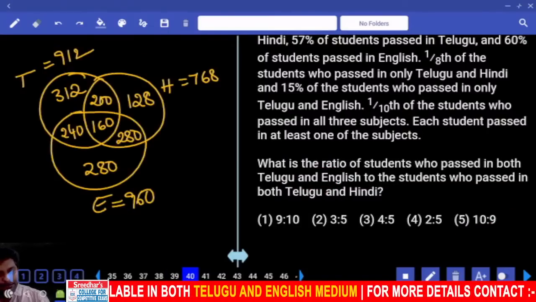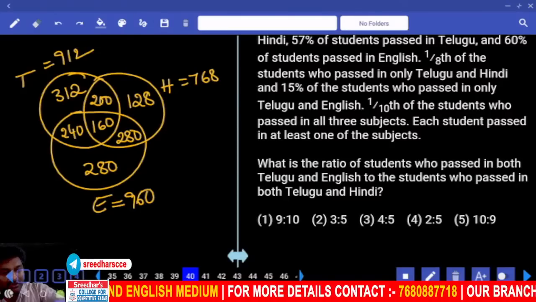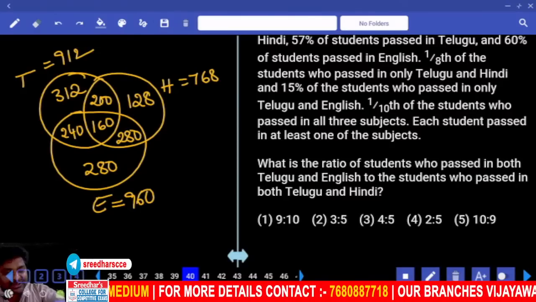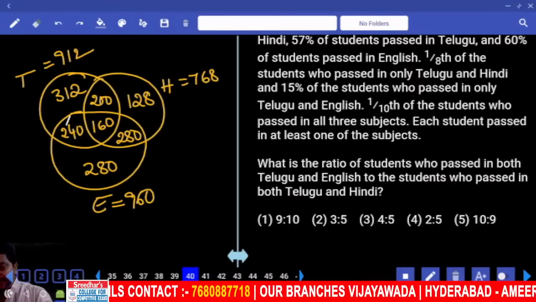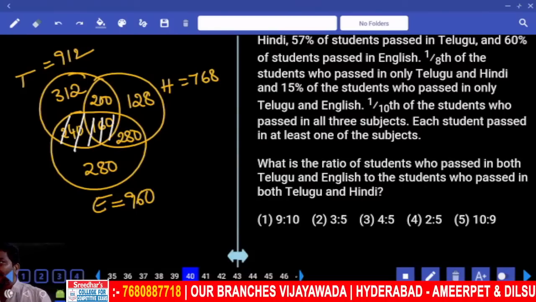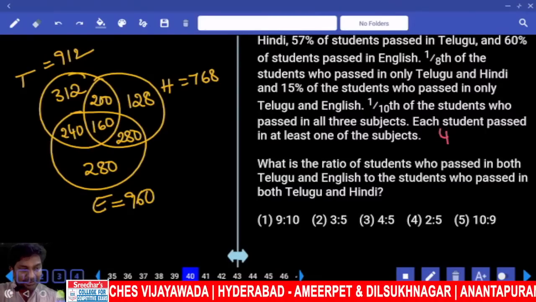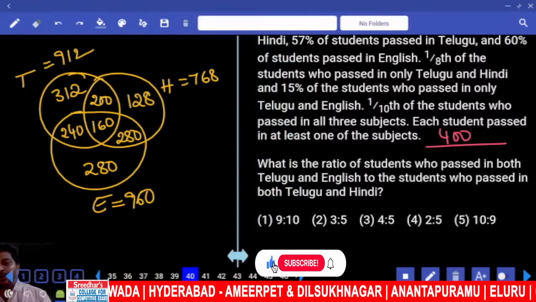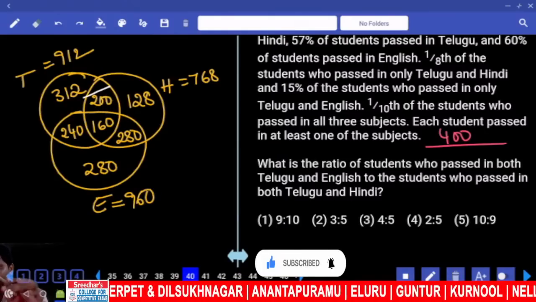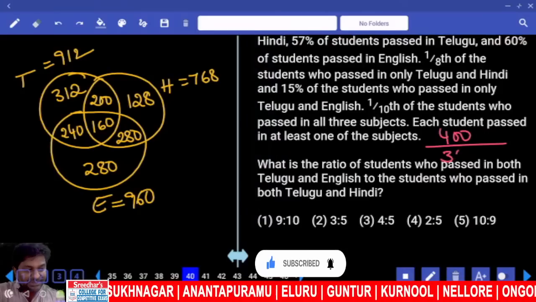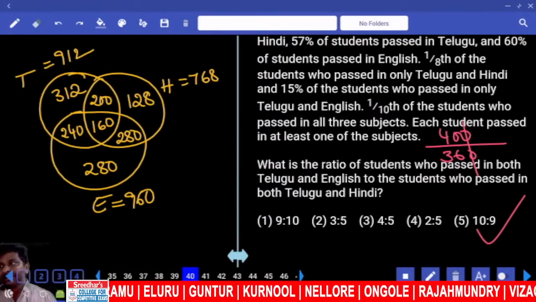What is the ratio of students who passed in both Telugu and English to the students who passed in both Telugu and Hindi? Telugu and English, this area, how much is that? 400, divided by Telugu and Hindi, this area, how much is that? 360. First of all, 0 gets cancelled. 4 times 10, 4 times 9. 10 is to 9.